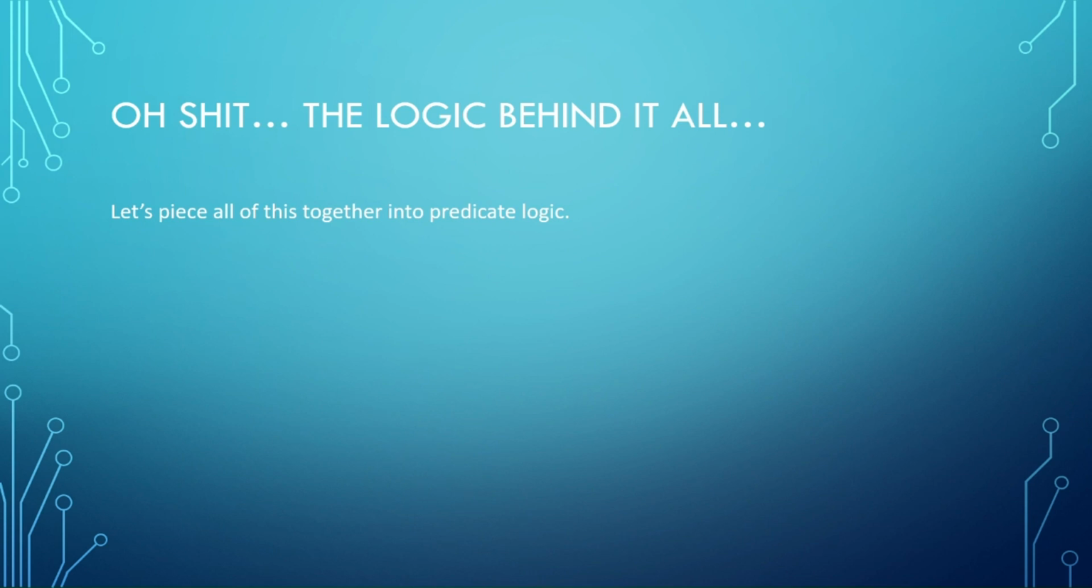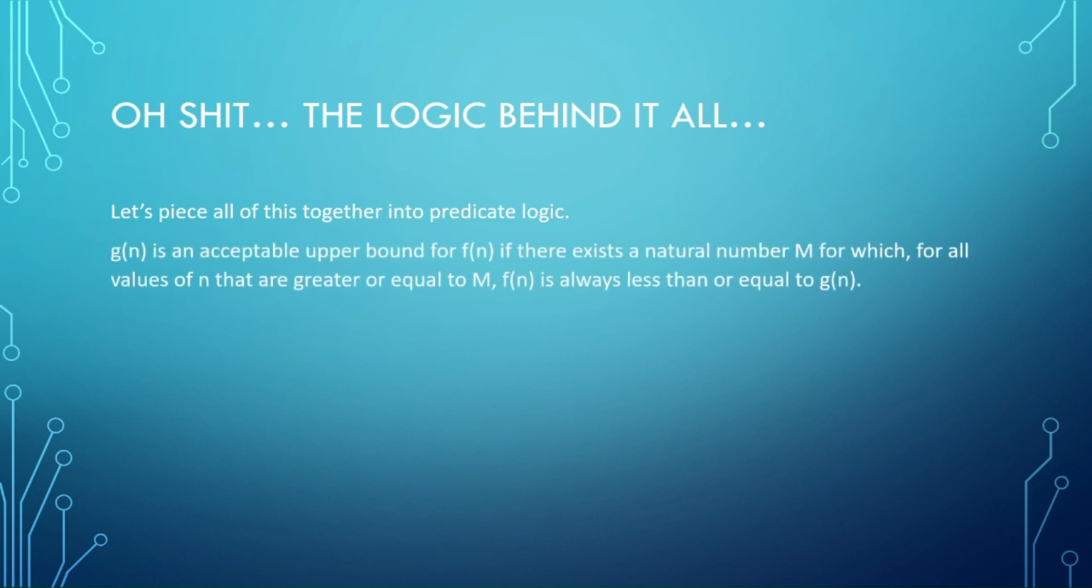Right. The logic. It reminds me of the first semester of the legendary Vincent. So let's put it all together into predicates. g of n is an acceptable upper bound for f of n if there exists a natural number m for which, for all values of n that are greater than or equal to m, f of n is always less than or equal to g of n. We can put this into: for all n greater than or equal to m, f of n is less than or equal to g of n. This is prime nostalgia, predicate logic.